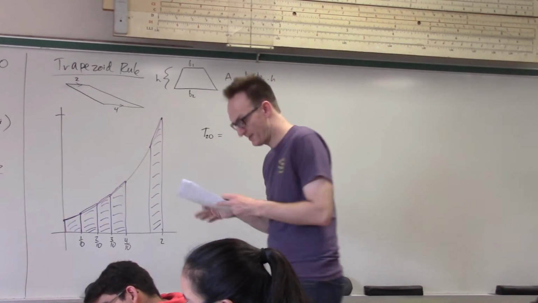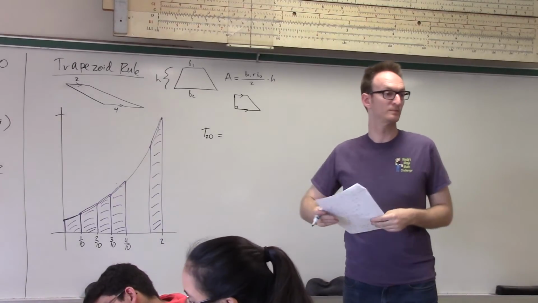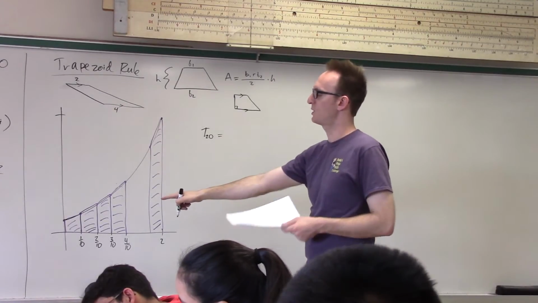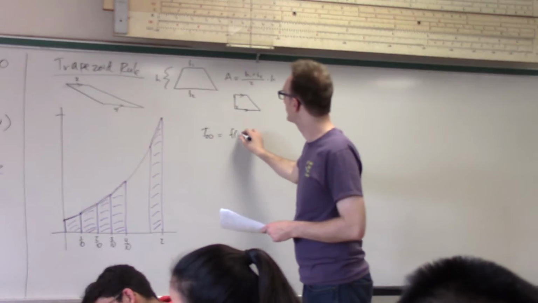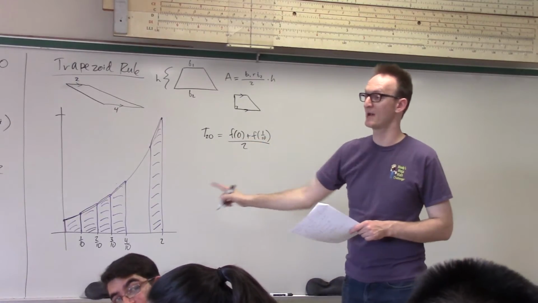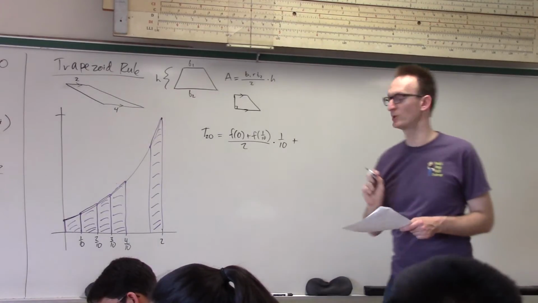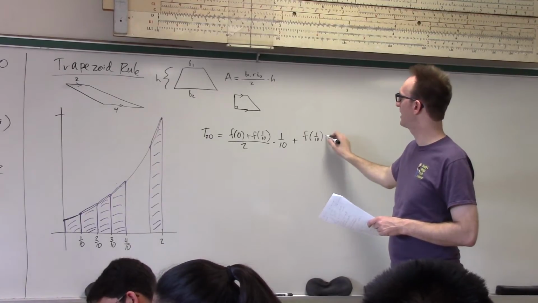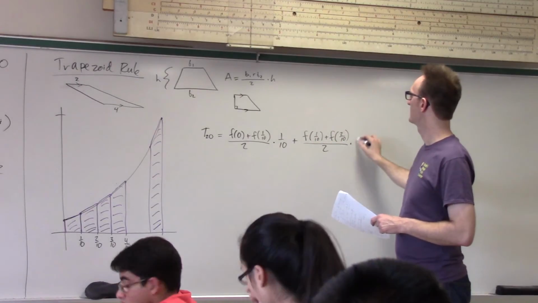T20 would be, well, let's do it. What's the area of the first trapezoid? Just go slow and careful. It's f of 0 plus f of 1/10 over 2, the average of the bases, times the height, which is 1/10. What's the area of the next trapezoid? f of 1/10 plus f of 1/5, over 2, times 1/10. I'm just going to do this for pattern recognition purposes.